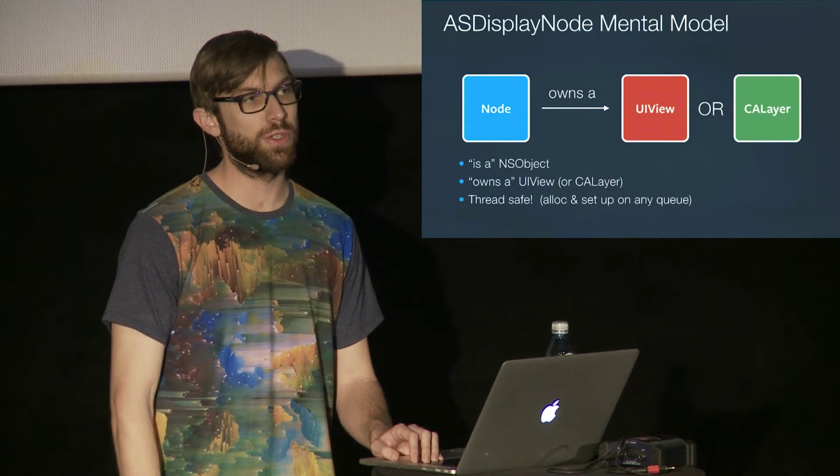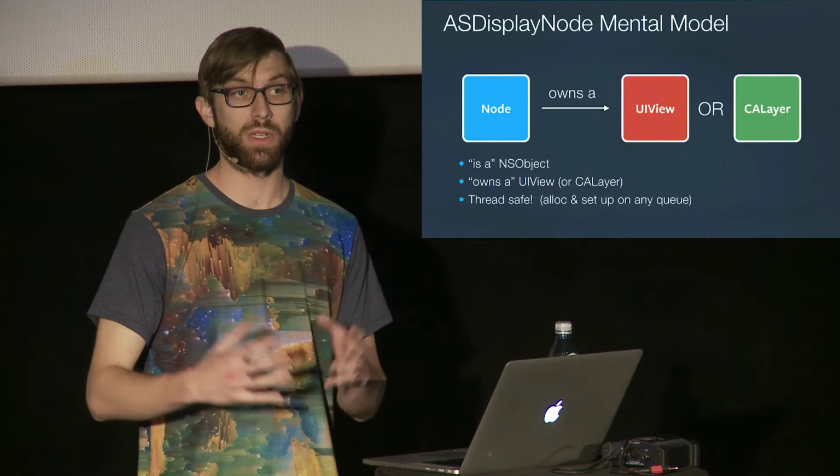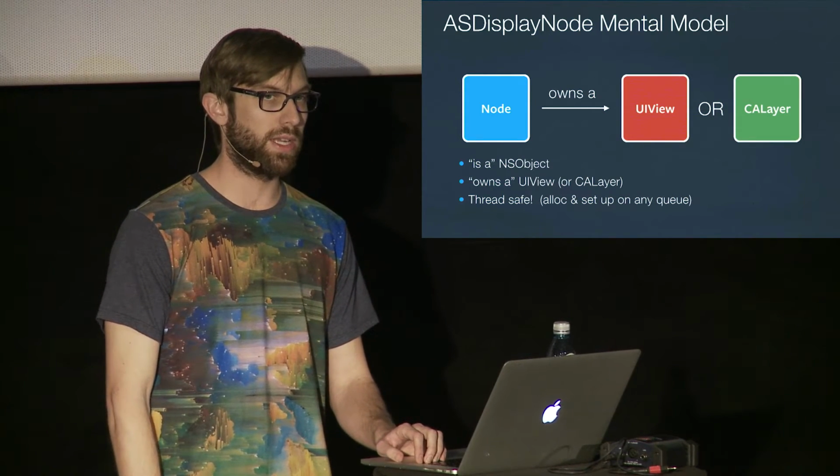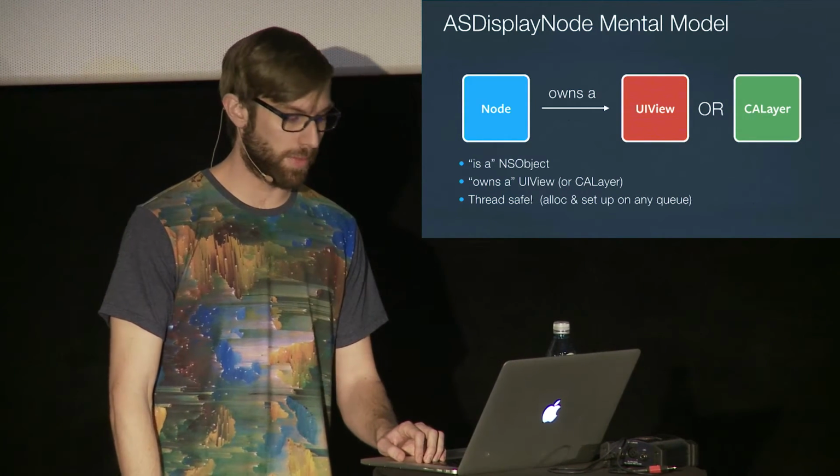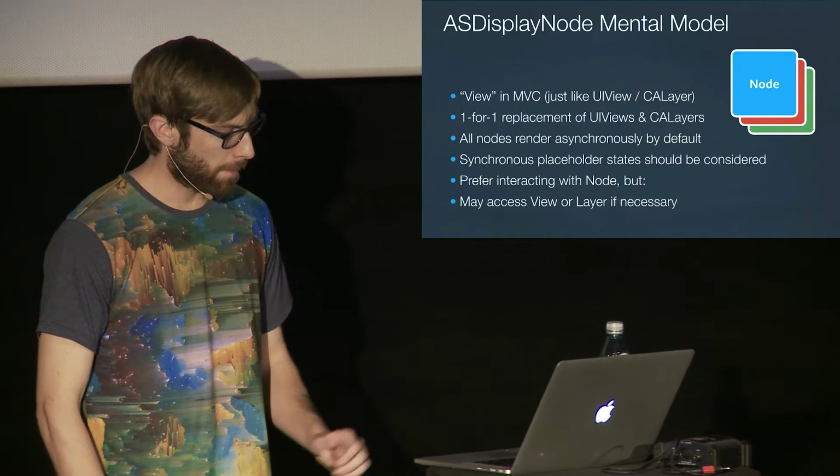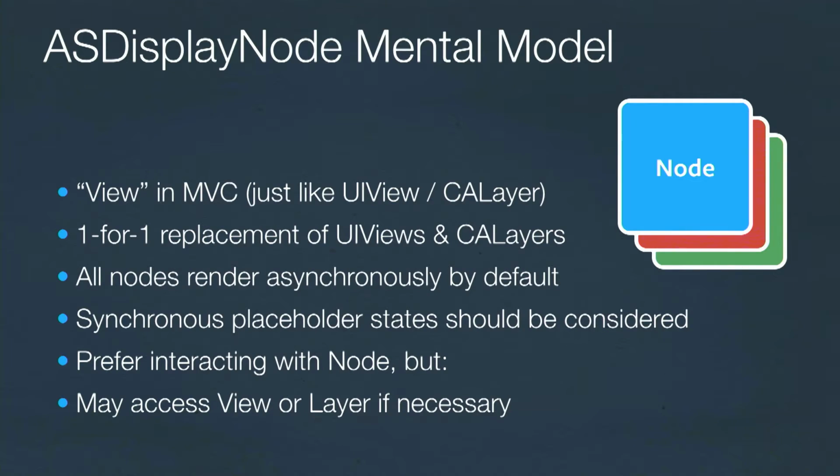And it's thread safe, so you can create them on background threads, you can assemble hierarchies of them, and it does most of its operation in the background. This is a view in the MVC paradigm. It's really important to remember that. Note that CALayer is not called a view, but it's also a view in the MVC paradigm. And so don't let the name node fool you. It's really meant to act like a view. It's a one-for-one replacement for UIViews and CALayers.